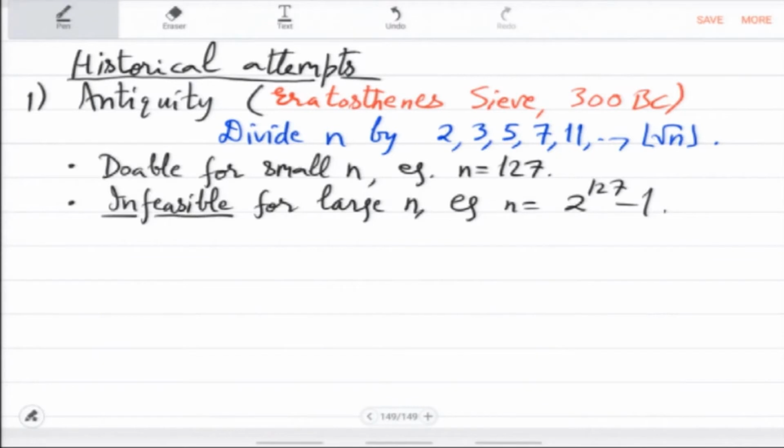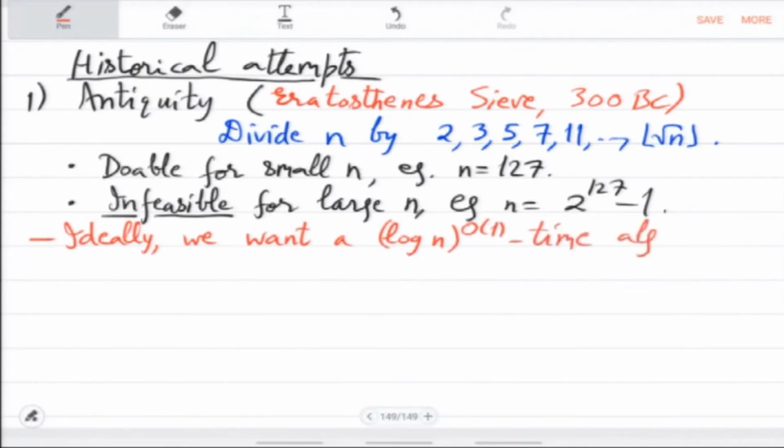So those were the methods known classically. Okay, complexity wise, ideally we want a log n to the constant time algorithm. So this will be a polynomial time algorithm. That's what we want. But this method, the previous method, square root n steps, is something like 2 raised to log n. Okay, so it is exponential time.